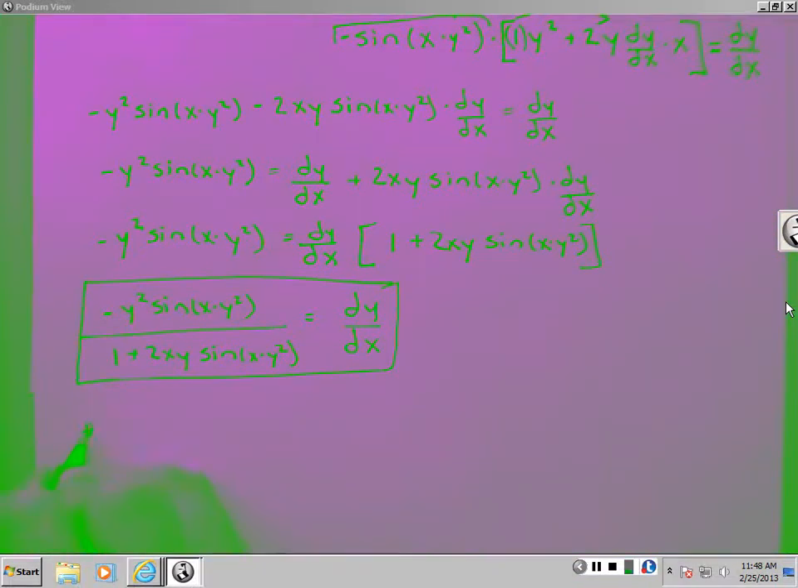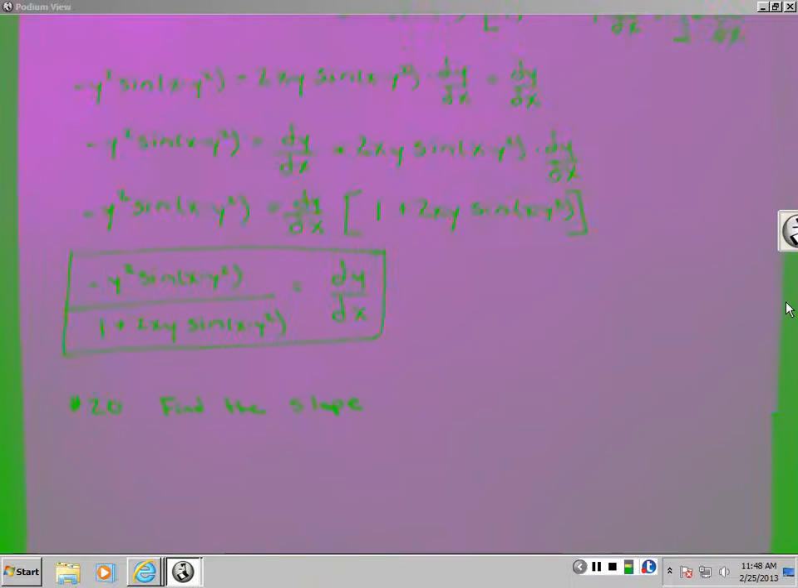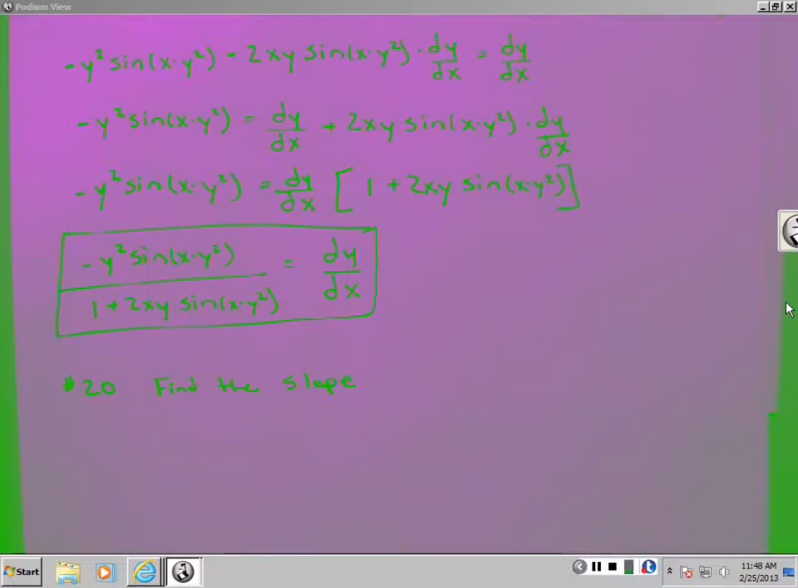Number 20. That's as simplified as it gets, yeah. You can't cancel anything.